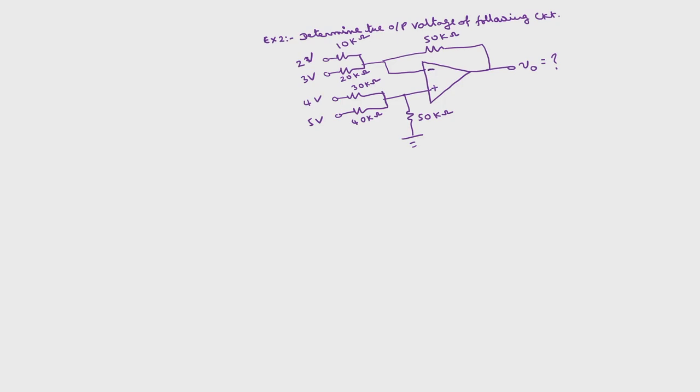There are two inputs at the inverting terminal, two inputs at the non-inverting terminal. So the solution is: output due to the input set at the non-inverting terminal. If I call these V1, V2, V3, V4, that is output due to only V3 and V4. Then V1, V2 have to be set to 0.